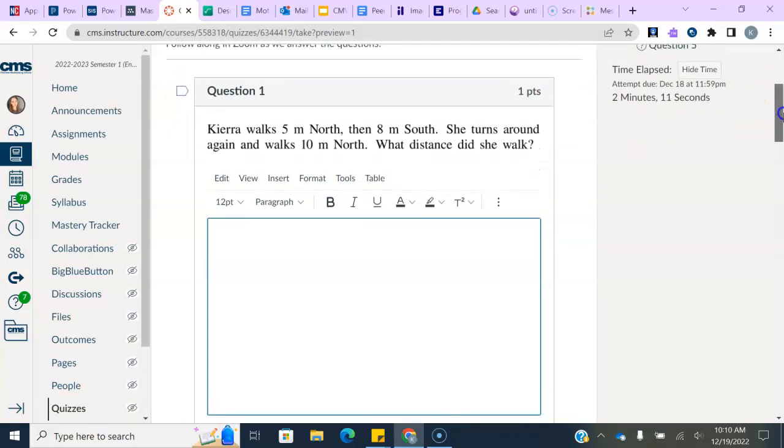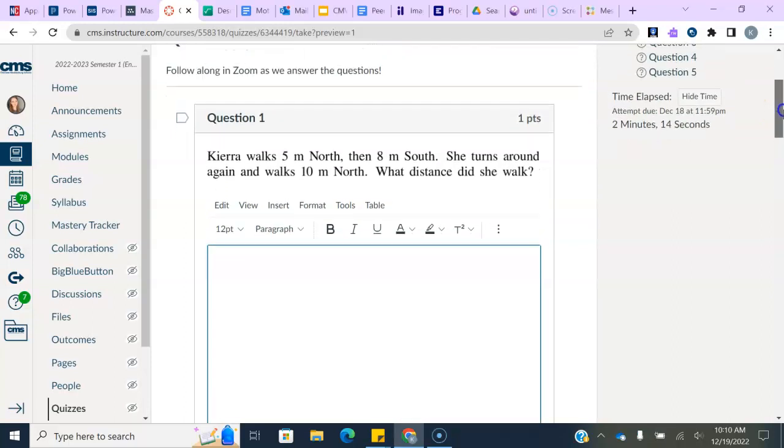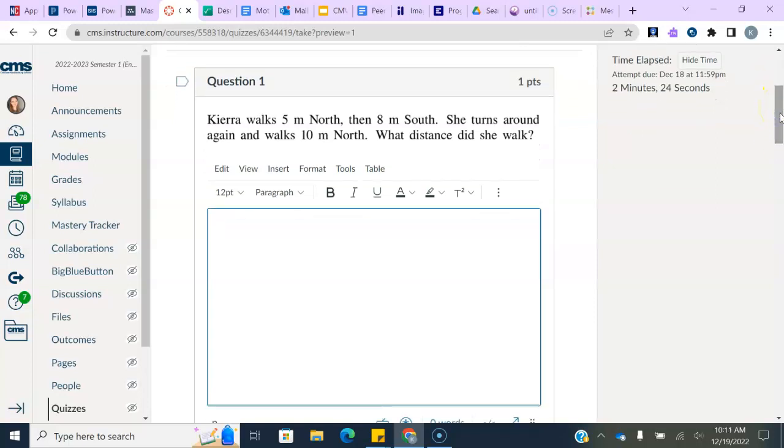All right, so let's do some Unit 6 review math. This unit has been all about motion, and we're just going to do some review problems really quickly here. Question 1 says, Kira walks 5 meters north and then 8 meters south. She turns around again and walks 10 meters north. What distance did she walk?